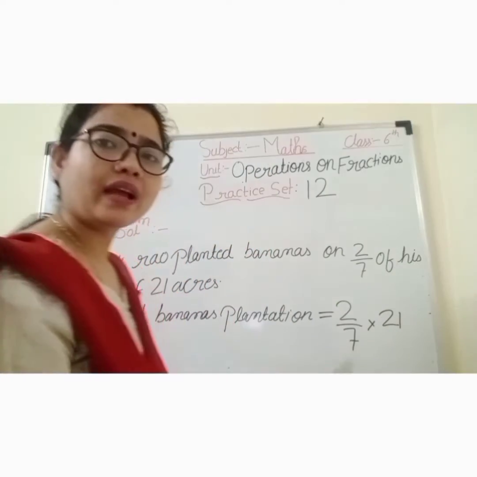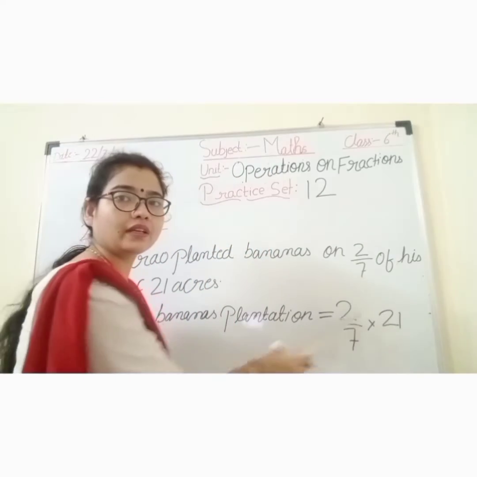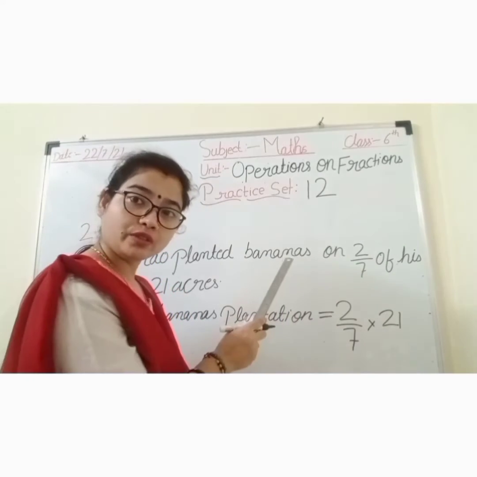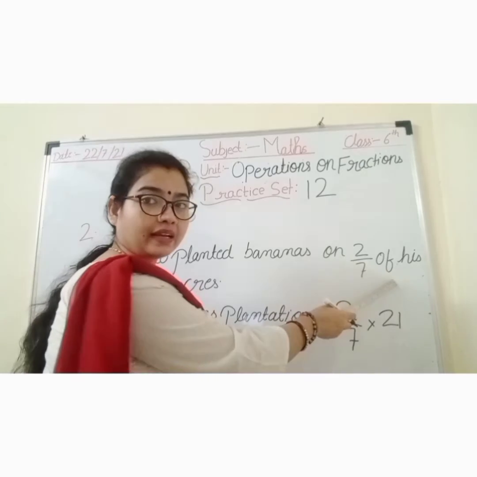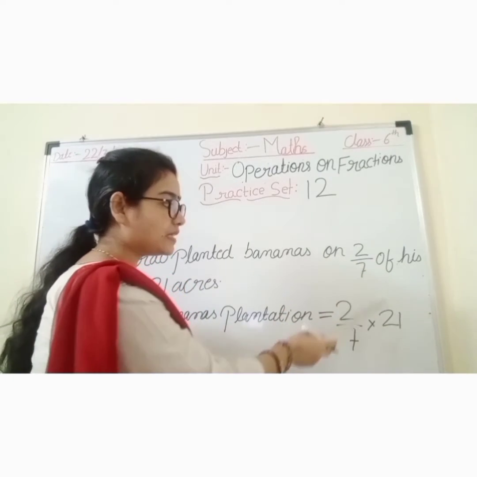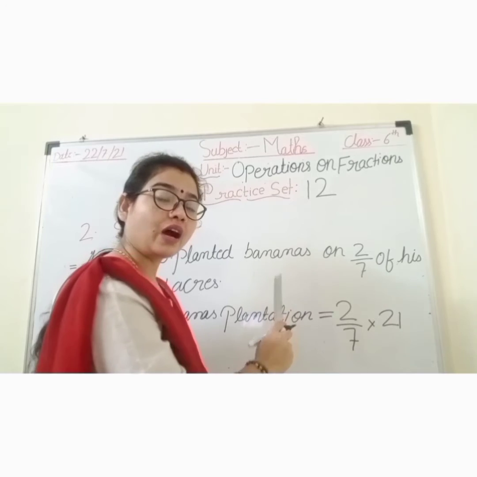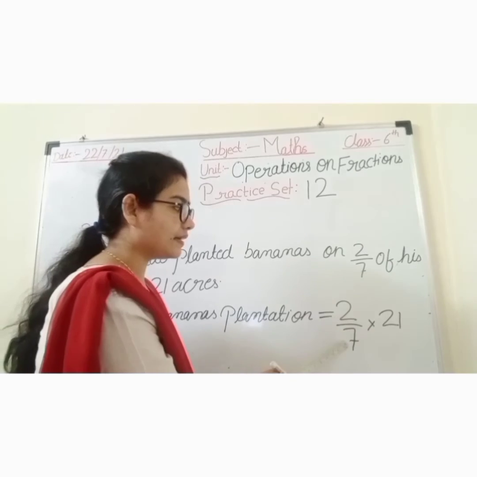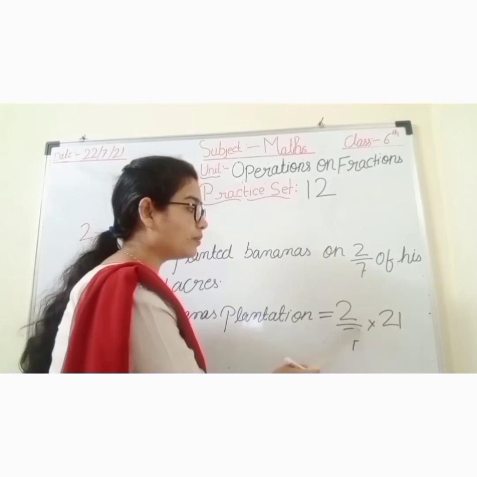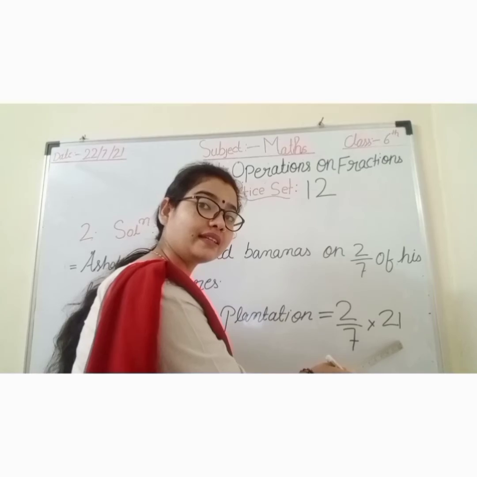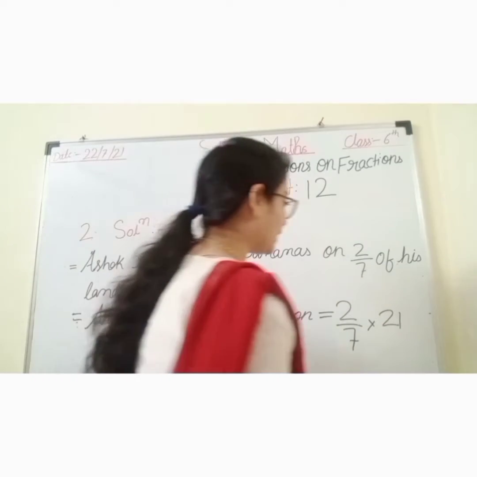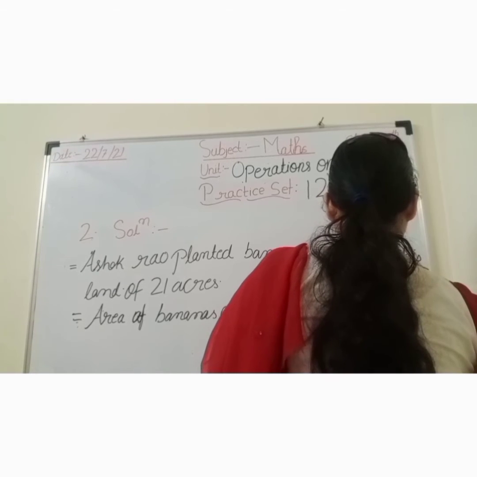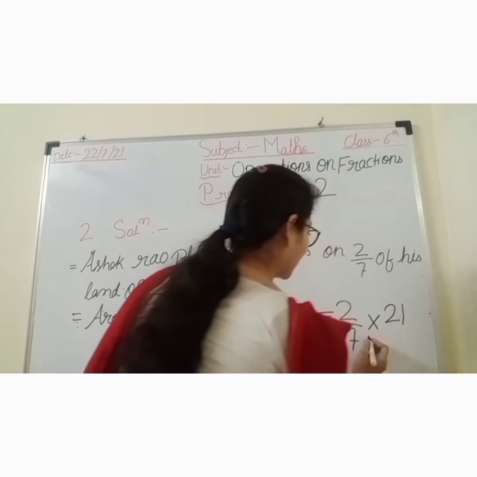See here student, why I have written 2 by 7 of 21? 2 by 7 multiplied by 21, because I have told you previously that 2 by 7 of his land, 'of' means multiplication, and his land, how much was his land? 21 acre. So 2 by 7 of means multiplication. You will write like this. You will cancel it out.